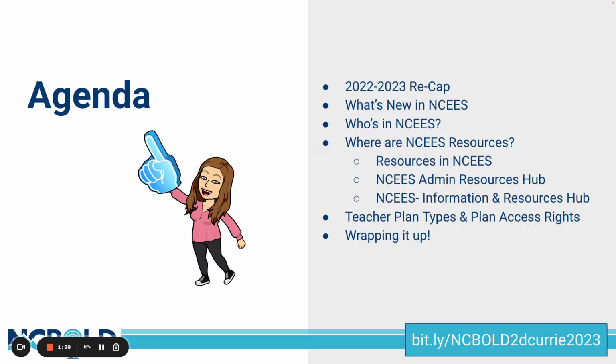The agenda is we're going to recap how we ended the year in 22-23. We're going to look at what's new in NCEES, who's in NCEES and how they get there. We're going to look at NCEES resources, and three in specific: the resources found in NCEES, the NCEES Admin Resource Hub, and the NCEES Information and Resources Hub. The Resources in NCEES and the Information Resource Hub are available to anyone. The Admin Resource Hub is just for administration. We're going to look at teacher plan types and how to assign plan access rights, and then we're going to wrap it up.